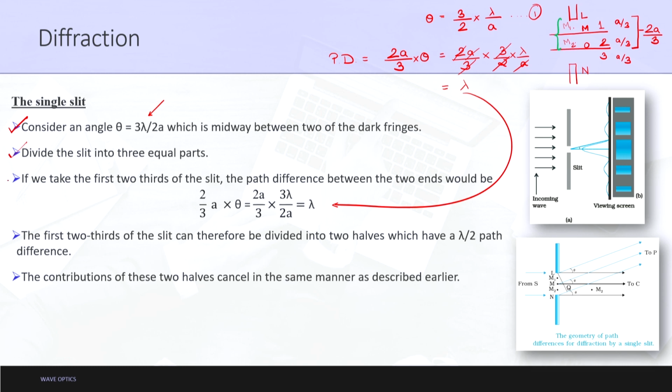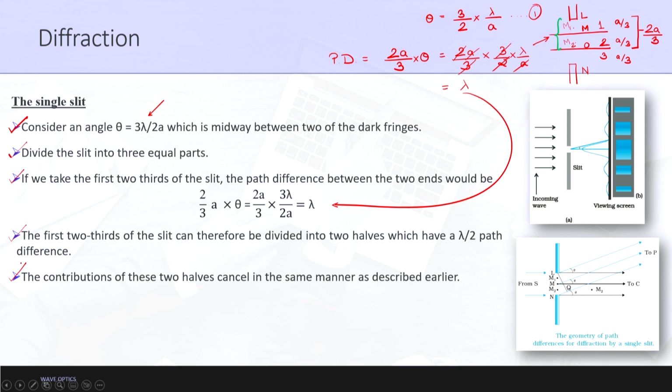Let me keep iterating from here. The first 2/3 of the slit can therefore be divided into 2 halves. This is the slit being talked about here, and we are denoting the 2/3 part. It can be divided into two halves which have a path difference of lambda by 2. Quite evident, if the path difference of the complete part is lambda, then for half it will be lambda by 2, similar to the concept we discussed for dark fringes. Therefore the contributions of these halves cancel in the same manner as described earlier.